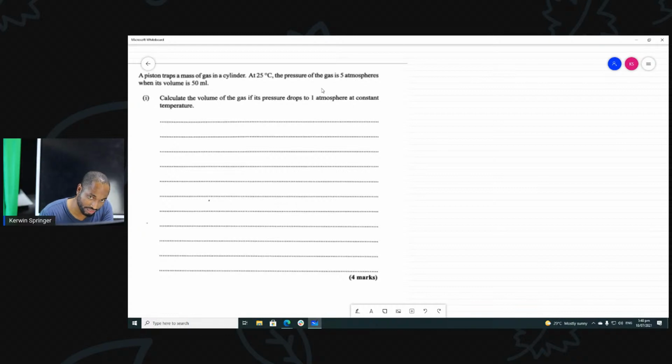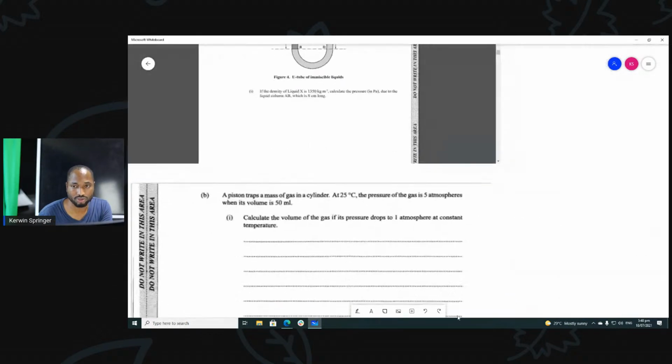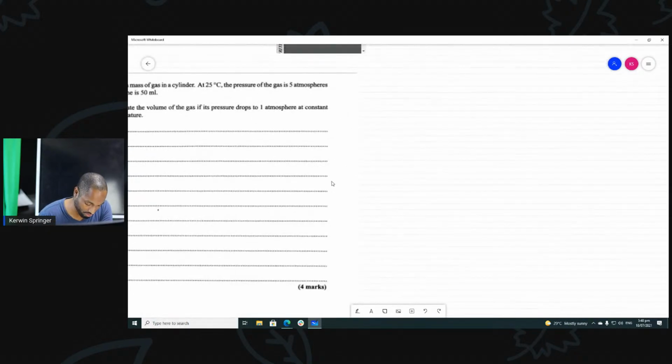So you have Boyle's, Charles', and the pressure law. They specify a certain law coming. So why do I say what is constant?